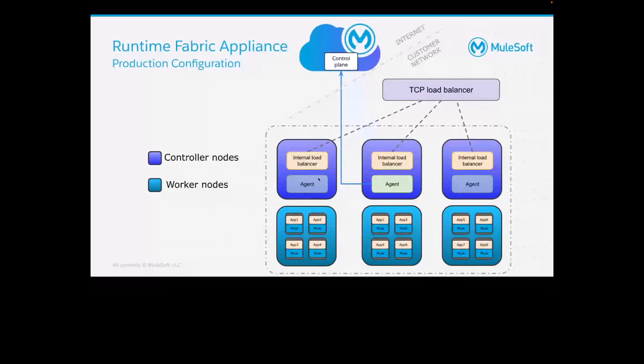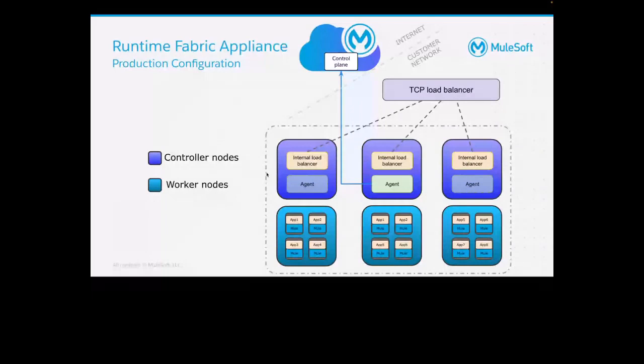So the controller node is like the one which controls this whole operation between the control plane and the worker nodes, right? And then you have the worker nodes where your actual mule applications are deployed. So on these worker nodes, you'll have your pods created. Each single pod will have one mule application. So that is how you have your mule application isolation achieved.